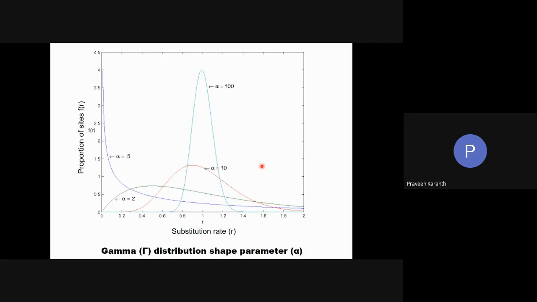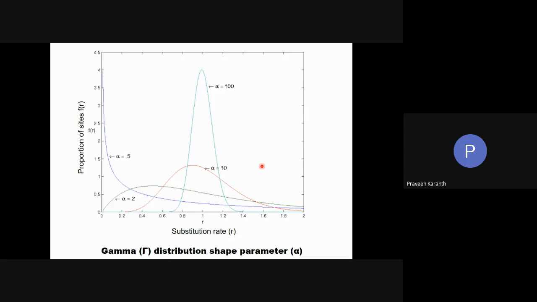If you have a situation where, for example, you're looking at a gene, then we know that the third position of the codon is more likely to change, but the first and the second positions are less likely to change. So in that situation, your alpha would be less than 1, because you'll have a few sites, only the third position, that are changing rapidly, and the rest of them are changing more slowly, right?